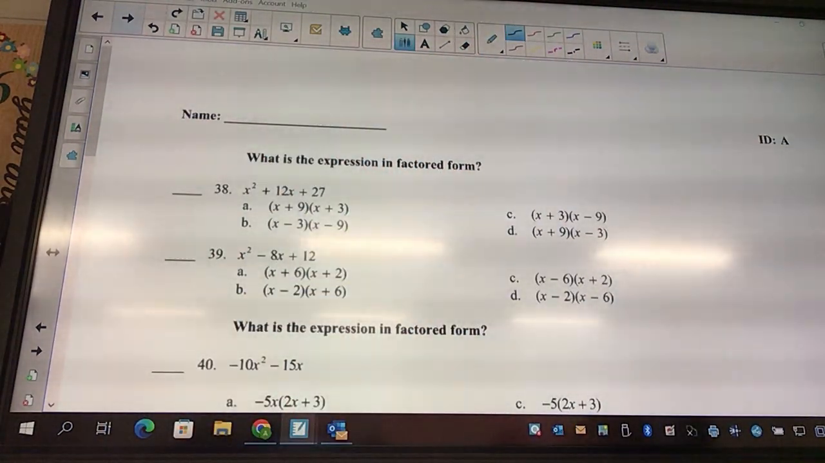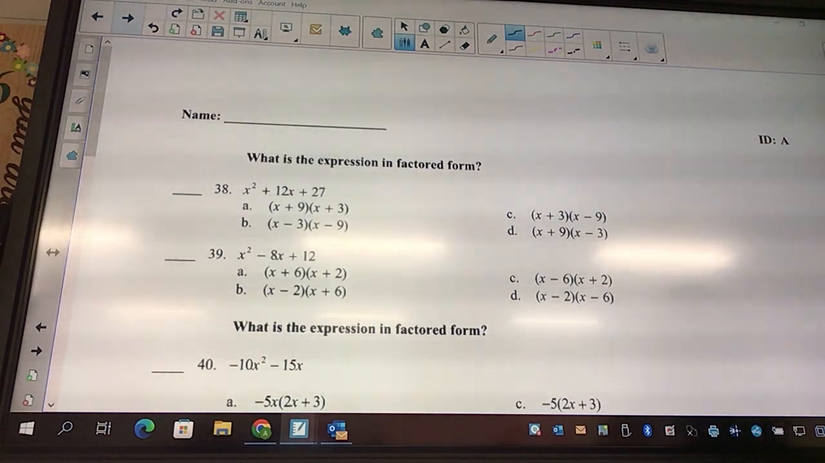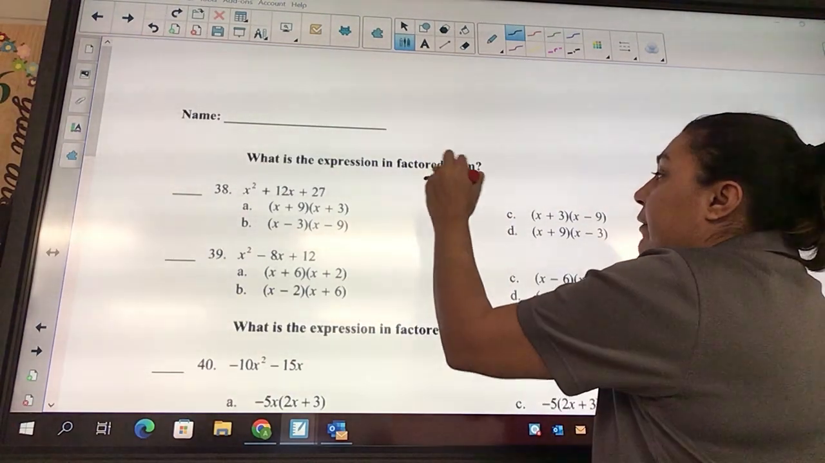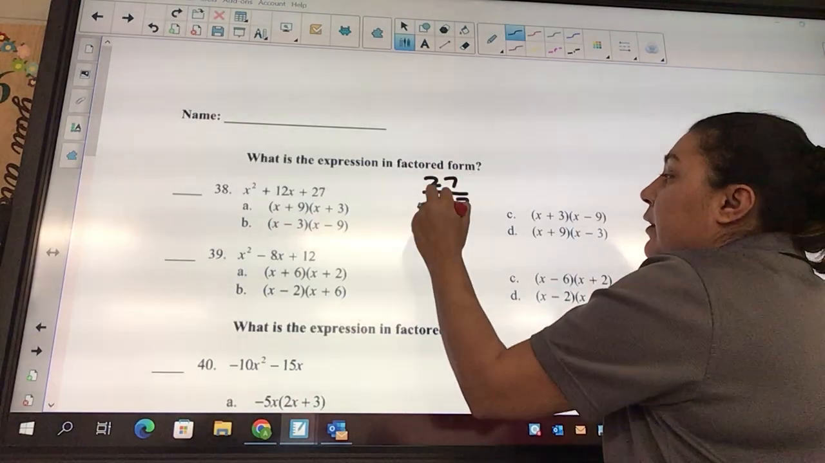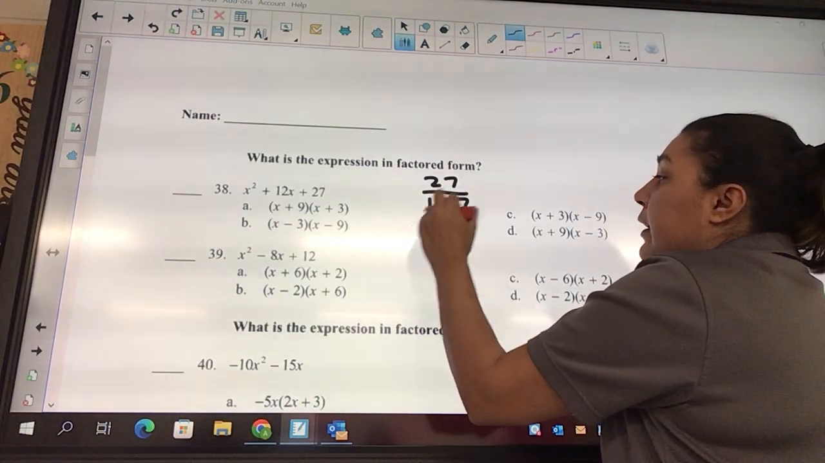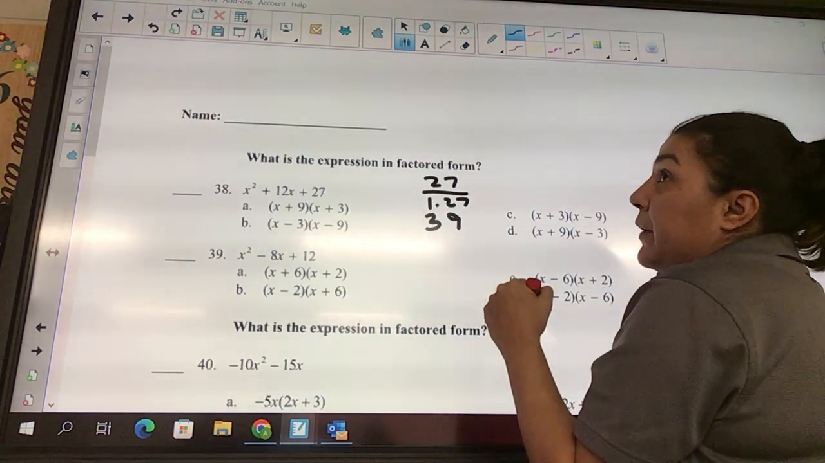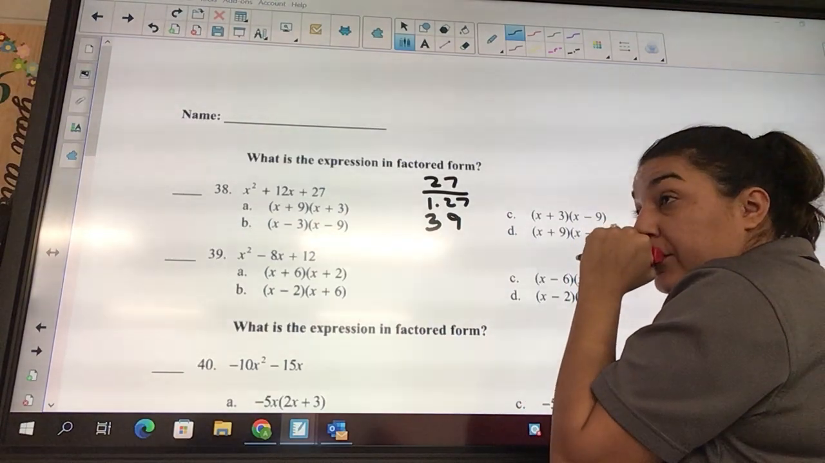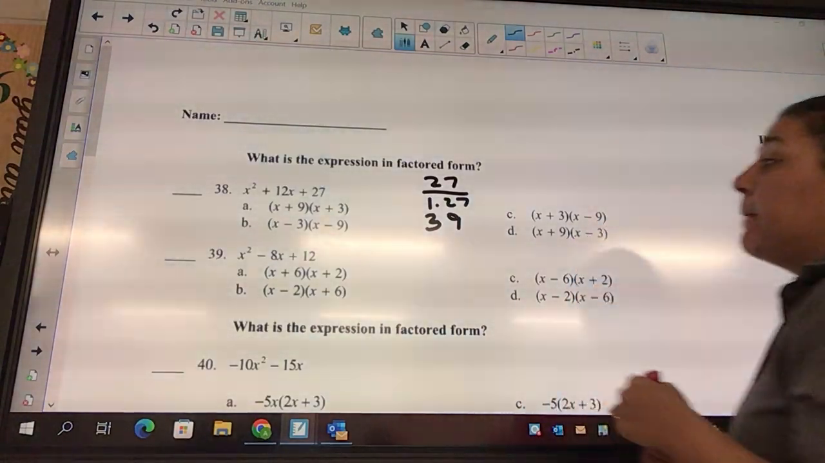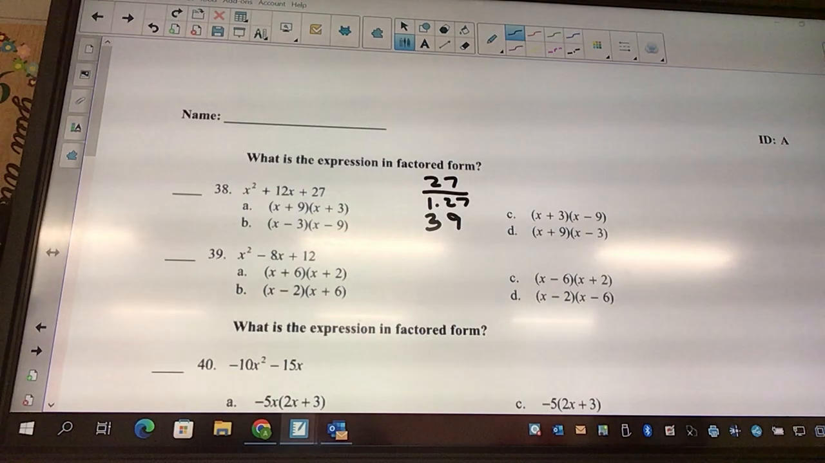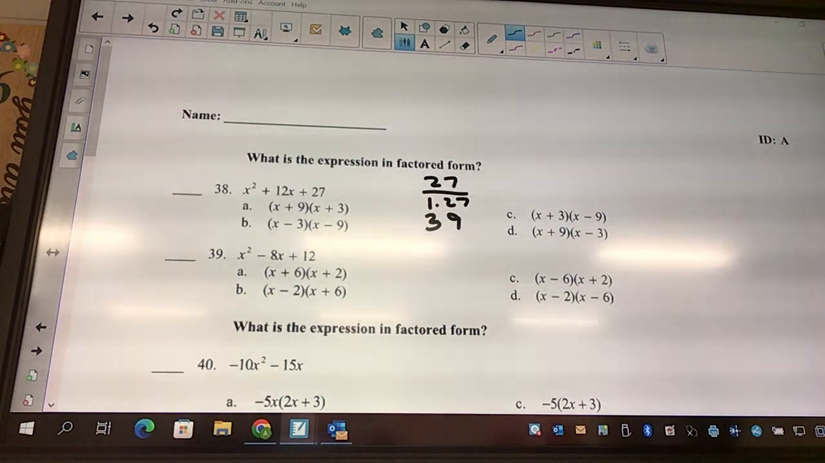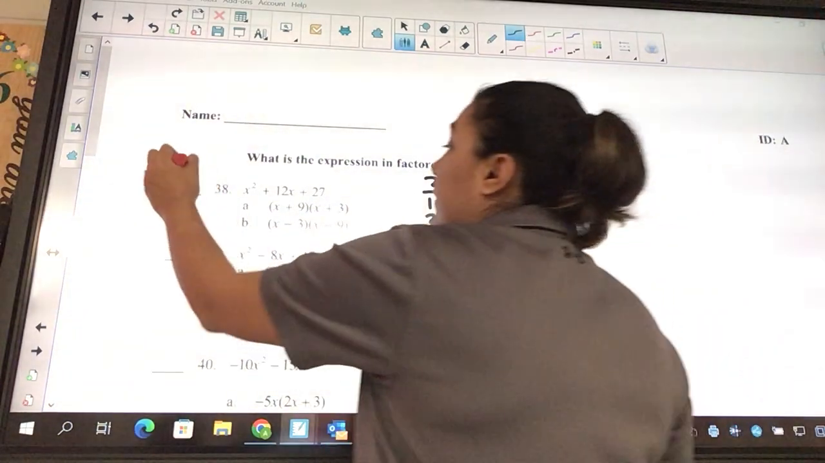Okay, 38. Factor this. So this is the one where you list the factors of 27, which is 1 and 27, 3 and 9. Which two numbers are going to give you a 12? 3 and 9. And I need a positive 12. Plus. So which answer choice is that? A.